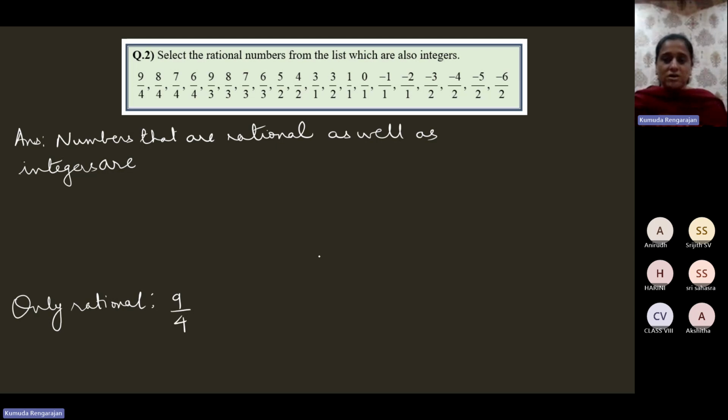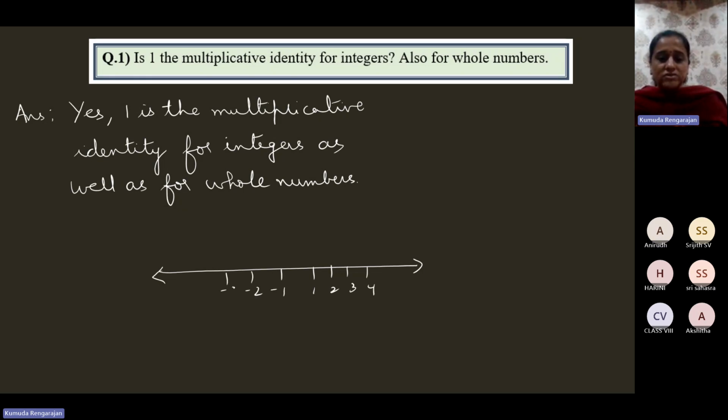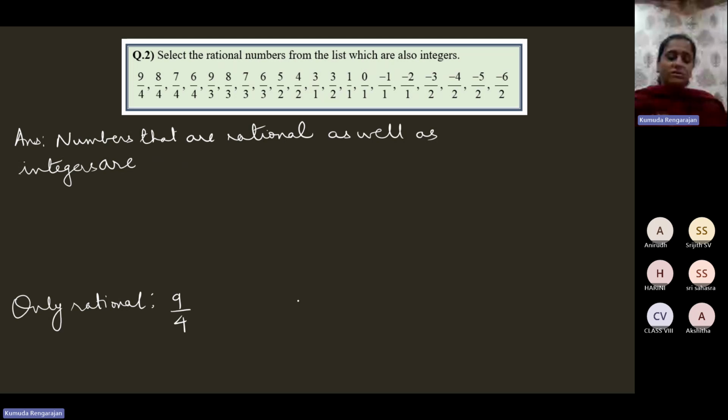It's not an integer. Because what are integers? Integers are all natural numbers, their negatives, including 0, form the collection of integers. So 9 by 4 is not an integer. It's a rational number.